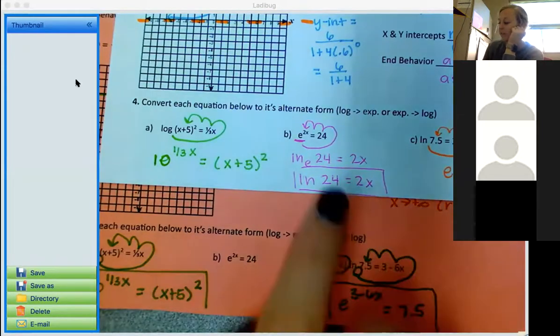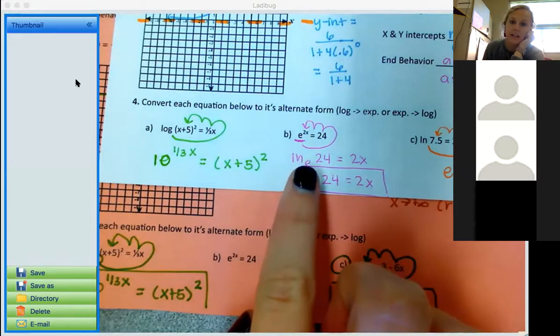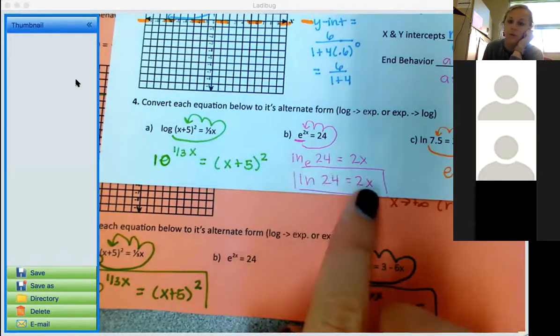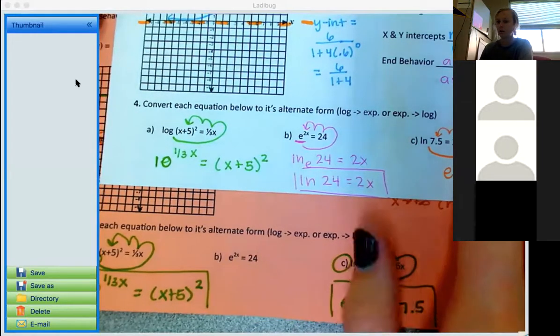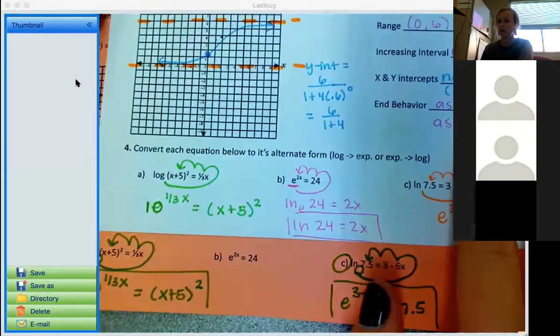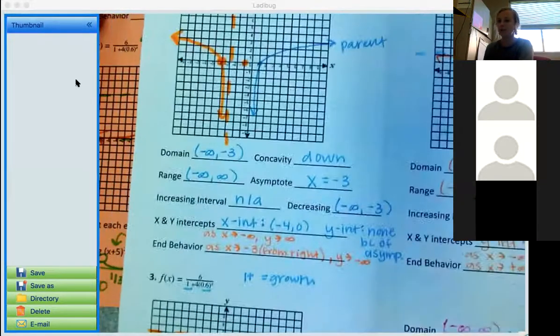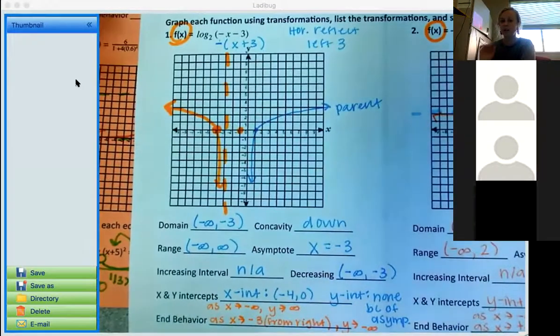So for B, remember if it's natural log, you don't need to put base E. You can just put natural log of 24 equals 2x. Are y'all good there? Yeah. Go up to 1 and let you check number 1.